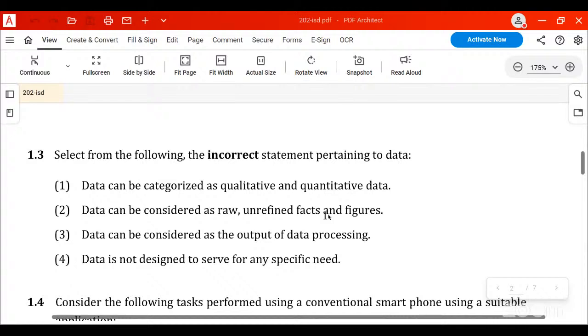Select from the following the incorrect statement. This is not recording. No?